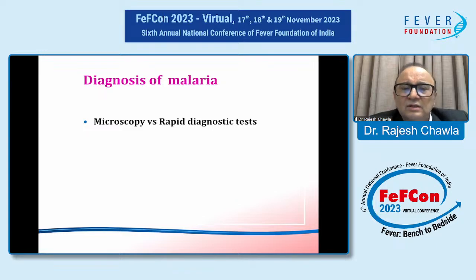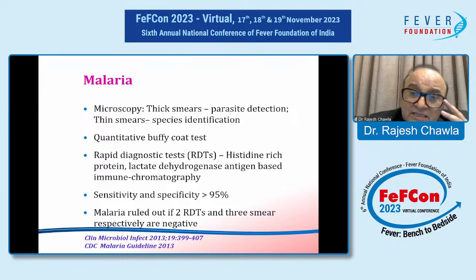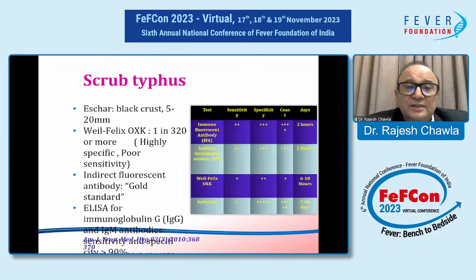Like malaria, microscopy and rapid diagnostic tests have high sensitivity and specificity. If you have 2 negative rapid tests and 3 negative smears, you can practically rule out malaria. For enteric fever, culture is the most important, whether you send blood, bone marrow, urine or stool, and that is more important than serology, which does not have high sensitivity and specificity.